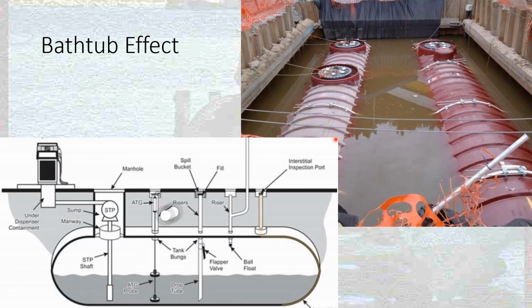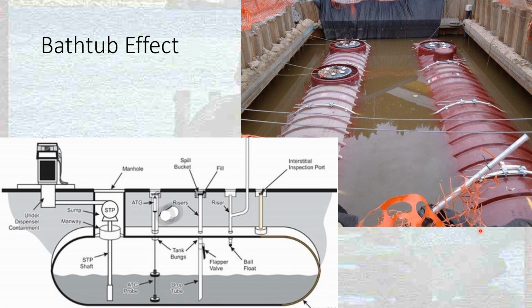Here's just a couple of pictures of what the bathtub effect is like. The groundwater can accumulate around the tanks and it can build up over time. I had a place that had an actual leak in one of their water lines and never knew it. And the sump was always full of just crystal clear water. And no matter how much they pumped it out, it would just drain right back in there. So that's one of the things that you've got to look out for in some of these sites, is just the accumulation of water in there.